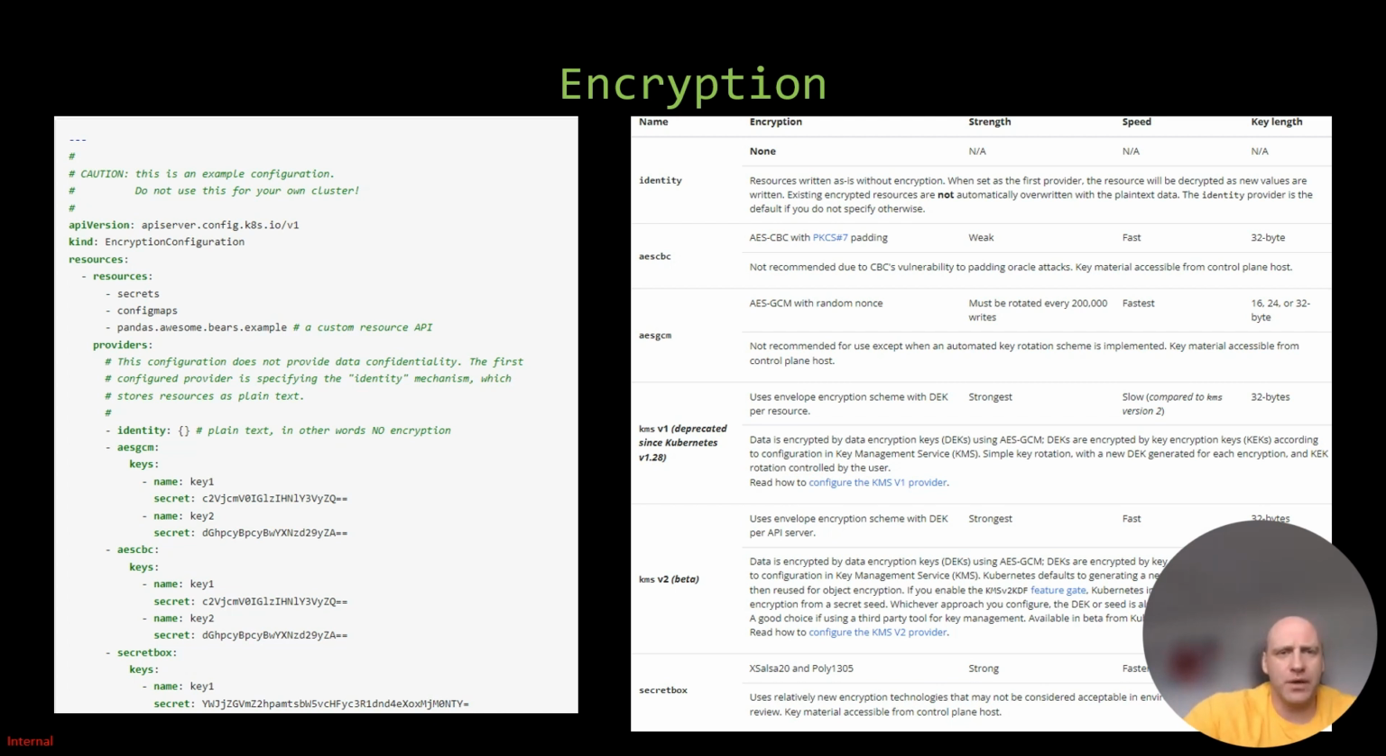Before you configure encryption at rest for data in your cluster's Kubernetes API, you need to select which providers you will use. So it's important to know, as you can see on the table on the right hand side, you have a list of providers that you can use for your encryption.